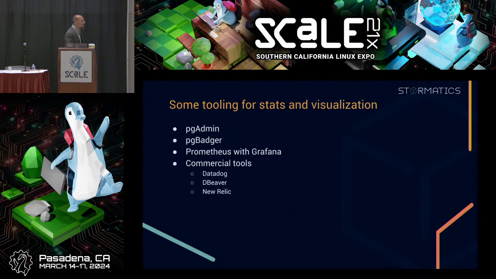A combination of Prometheus with Grafana can also be an option, with Prometheus using Postgres Exporter to export these statistics, and Grafana to help you visualize. And if you're willing to go towards commercial tools, these are some of the popular tools that we have seen used in production pretty reliably. You can use Datadog, DBeaver, or New Relic. There are others as well. This is just an example that I have put up.